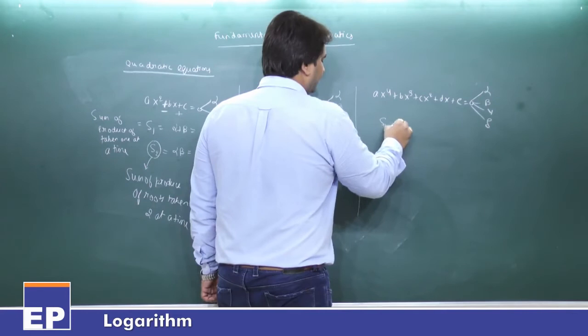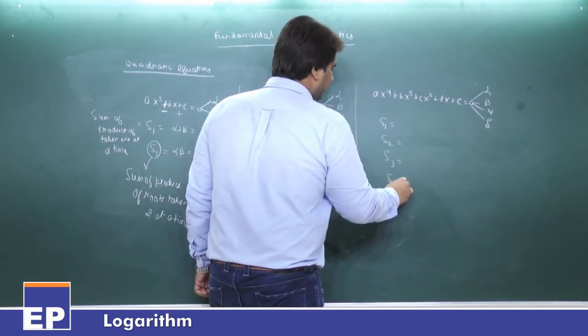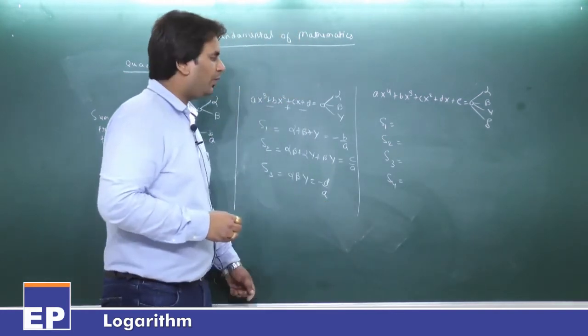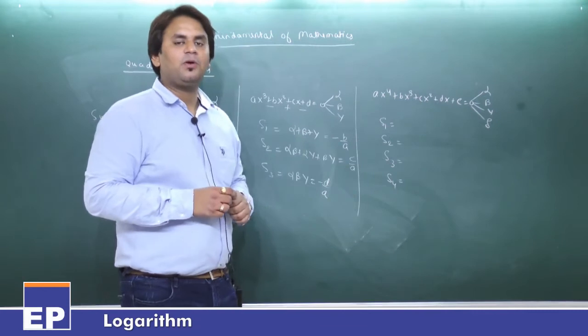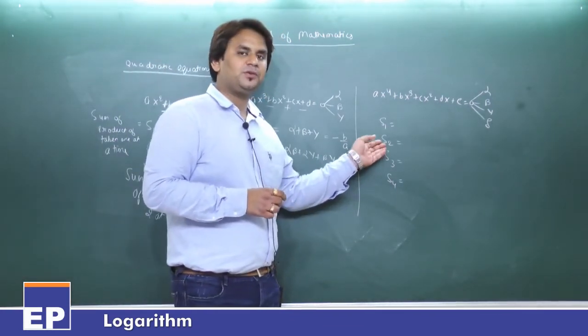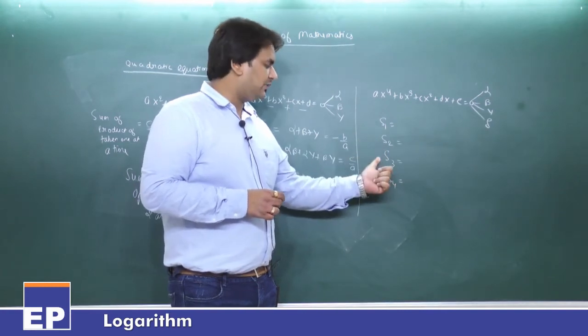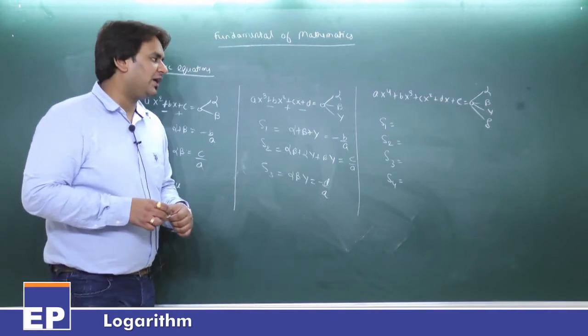First thing is S1. Second thing is your S2. Third thing is your S3. And the fourth thing is your S4. What is S1? I have told you earlier what S1 is. S1 is the sum of the product of the roots taken 1 at a time. What is S2? Sum of the product of the roots taken 2 at a time. S3 is the sum of the product of the roots taken 3 at a time. And S4 is the sum of the product of the roots taken 4 at a time.